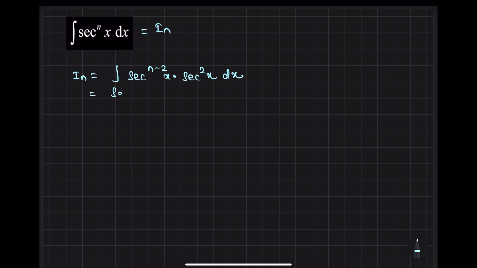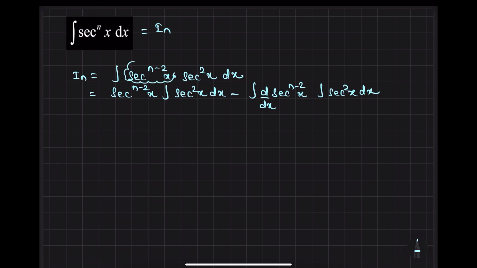Look at this. We will be writing first function times integration of second function, minus whole integration of differentiation of first function times integration of second function. We have taken the first function as sec power n minus 2 x because its differentiation is easy. We cannot find out the integration right now. So sec power n minus 2 x.